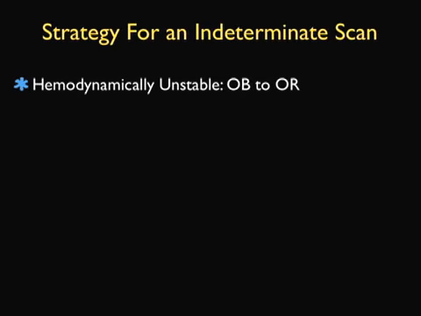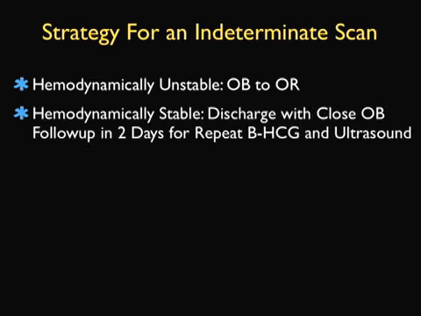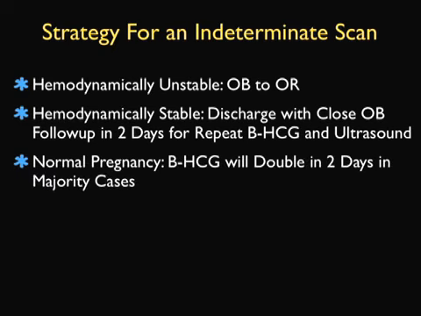Here's a strategy that's commonly used for an indeterminate scan where no intrauterine pregnancy is seen on bedside sonography. If the patient is hemodynamically unstable, and especially if there's a lot of free fluid within the pelvis or abdomen, OB will generally take the patient to the operating room. However, if the patient is hemodynamically stable, the patient will often be discharged with close OB follow-up in 2 days for a repeat serum beta-HCG and a repeat ultrasound.